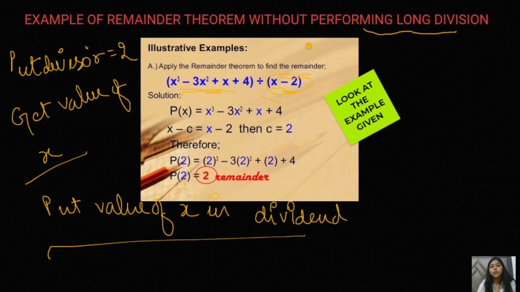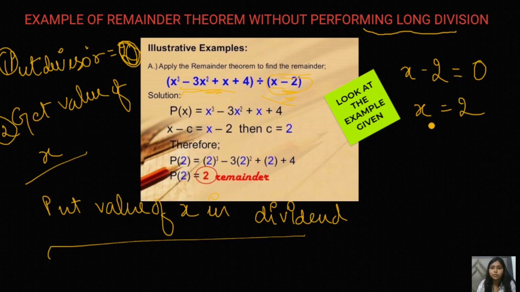For example, let's explain this example. In this case, x minus 2 is the divisor. First step is to put the divisor equal to 0. So x minus 2 will be equal to 0. So x will be equal to 2. The second step is to get the value of x. So the value of x is equal to 2.